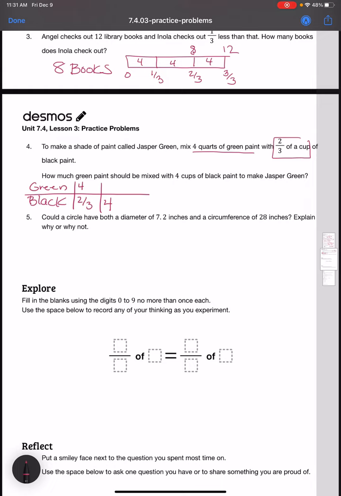So to figure this out, I'm going to find that constant of proportionality or my scale factor. So I'm going to do 4 divided by 2/3. So I'm going to keep, change, and flip. And 12 divided by 2 is 6. So he would need 6 quarts of green. I'm sorry, it's 6 times 6. So 6 times 4, it should be 24 quarts of green paint.